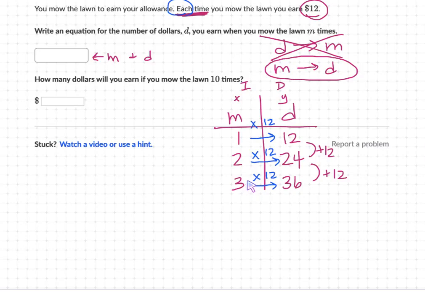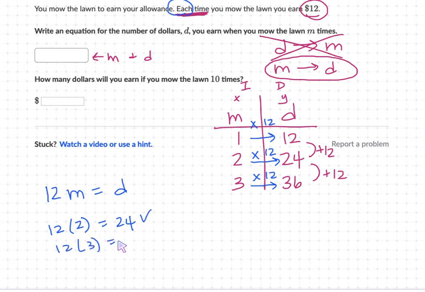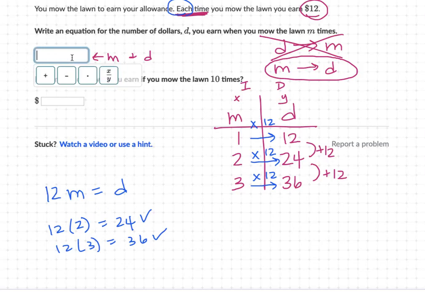So let's change this into an equation. I know every time I have to take my M number and multiply it by 12. So my M number is going to be multiplied by 12 to get my D value. Okay, and if I wanted to double check that, I could put in some numbers. 12 times 2 equals 24. Yes, that's what we got there. 12 times 3 got us to 36. Yep, we got that there. Okay, and there's no sign in between it because it means that it's invisible multiplication.